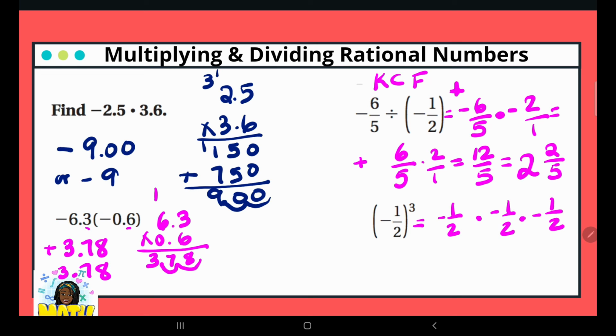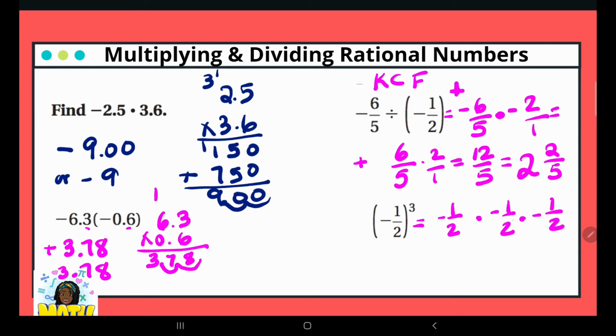Now, the concept is the same here, but I want you to be extra careful. So instead of having 2 terms, we now have 3. So negative times a negative is going to be a positive, but then a positive times a negative is going to end up being negative. So let's actually take a look at this. You guys will see what I mean.